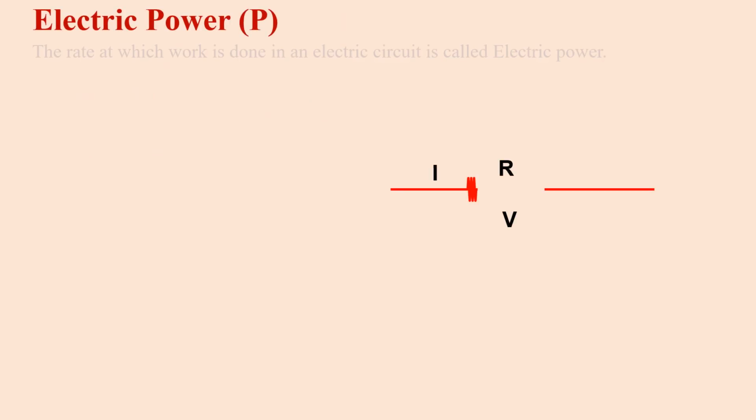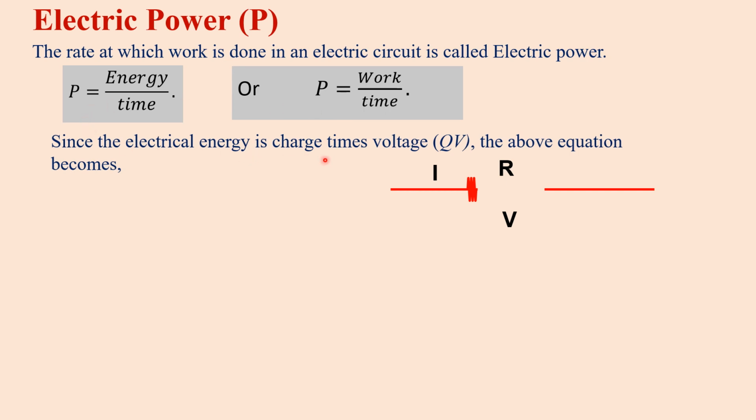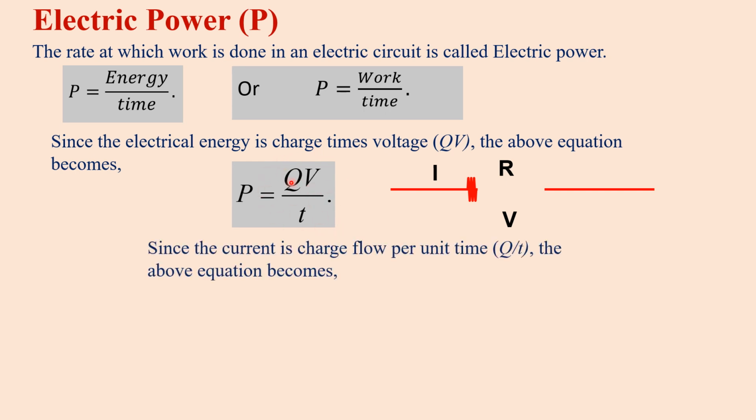Electric power. The rate at which work is done in an electric circuit is called electric power. Of course, work is done on moving a charge in an electric circuit. Mathematically, power equals energy per unit time, or work done per unit time. Since the electrical energy is charge times voltage, the above equation becomes P equals Q into V divided by T. Since the current is charge flow per unit time, Q divided by T, the equation becomes P equals QV divided by T equals Q divided by T into V.